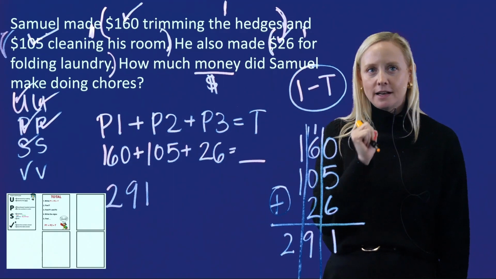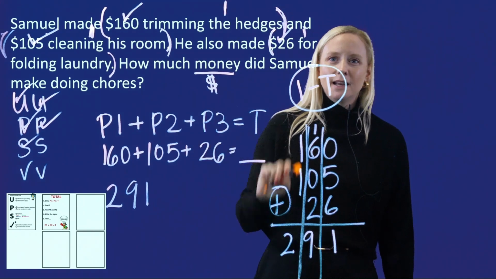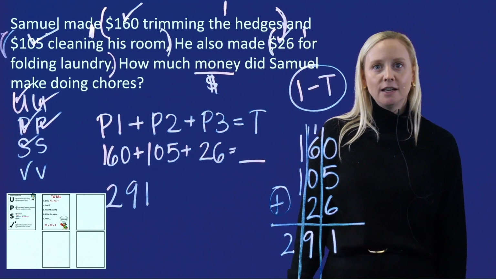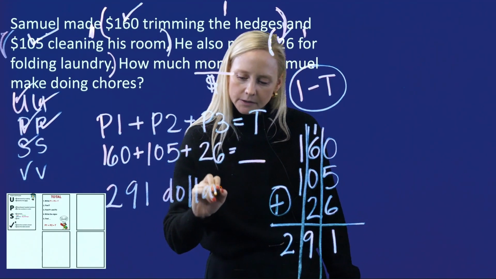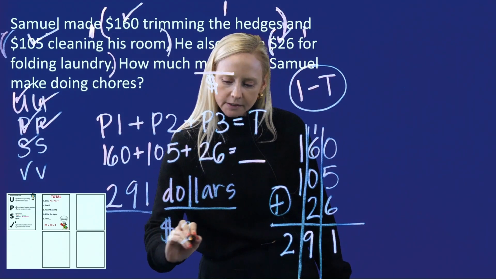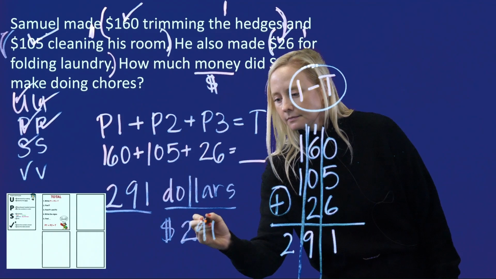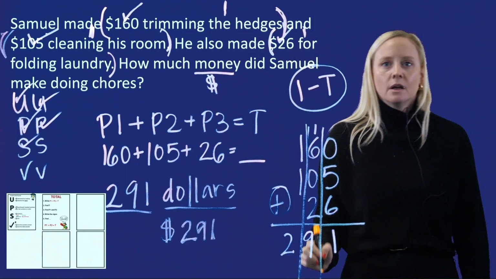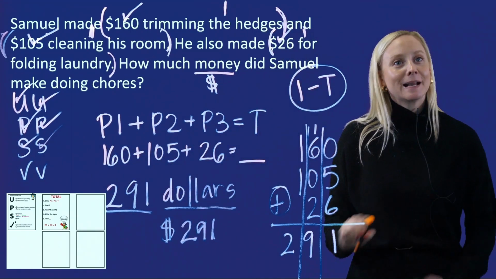Every number needs a buddy. Every number needs a label. So here we underline money. I'm not going to write 291 money. I'm going to write $291. Students also could do a dollar sign and write it like that. Now that I have solved, I can check off my S, but I'm not finished.